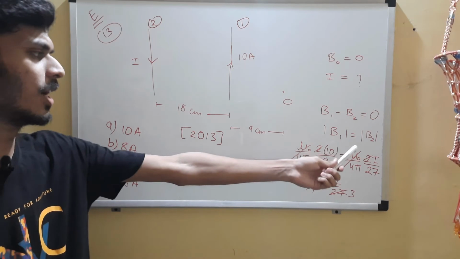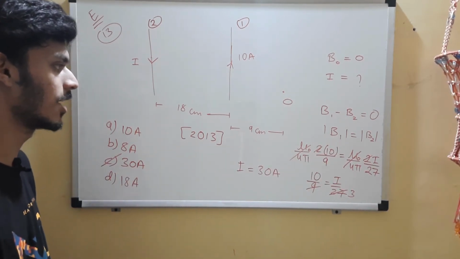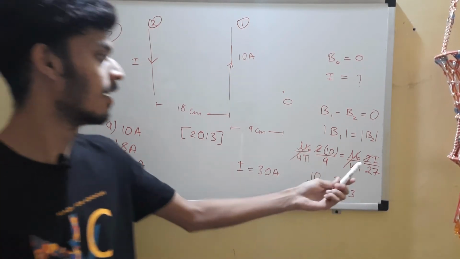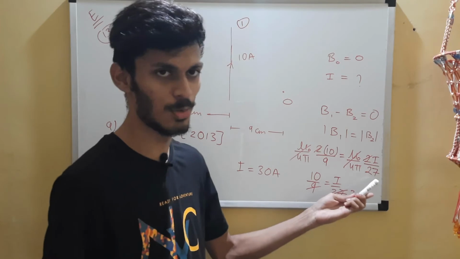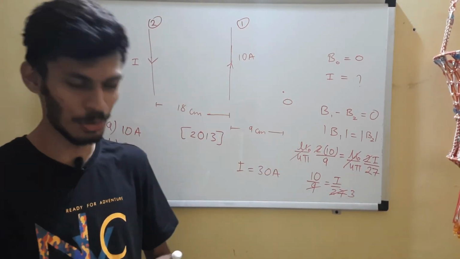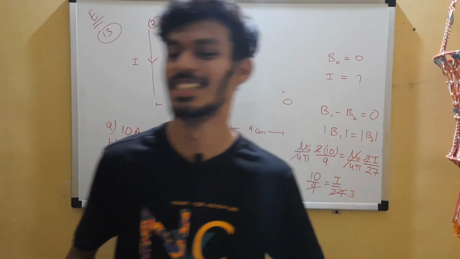So just equate the magnitudes, substitute in the formula, then what is left? Just substitute the values and you get your answer. Don't mistake the value over here. It is 27, not 18, not the distance between the wires, but the distance from point O. Very obvious, right? Let's move to the next question now.